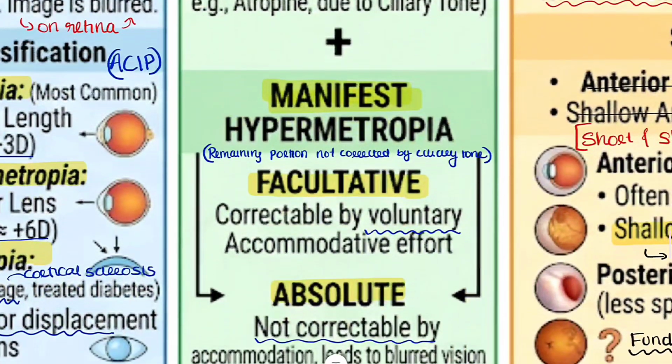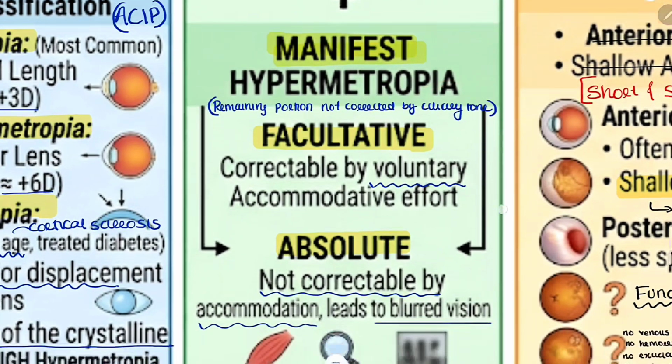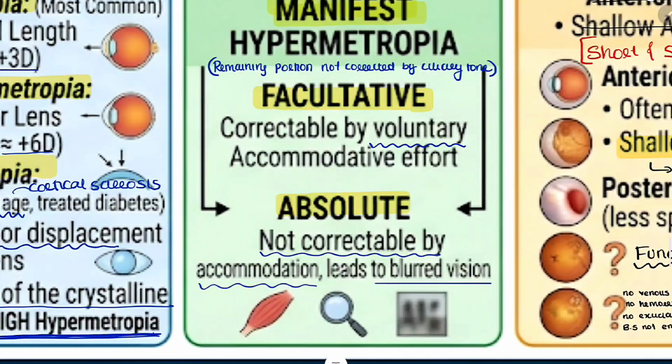The next one is manifest hypermetropia, that can be facultative or absolute hypermetropia. Manifest means the remaining portion that is not corrected by the ciliary tone. Some portion will be corrected by the ciliary tone, so abolish it and look at it to find out the latent one. The remaining portion that is not corrected by the ciliary tone is known as manifest hypermetropia. This can be facultative and absolute.